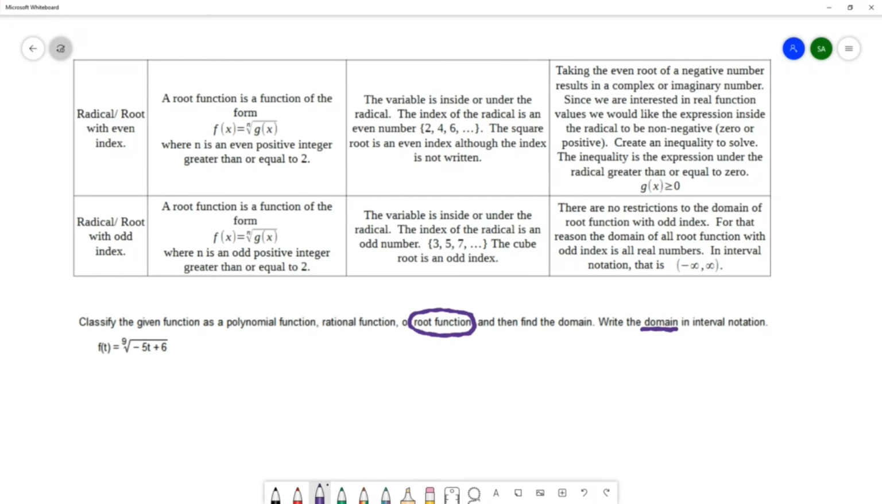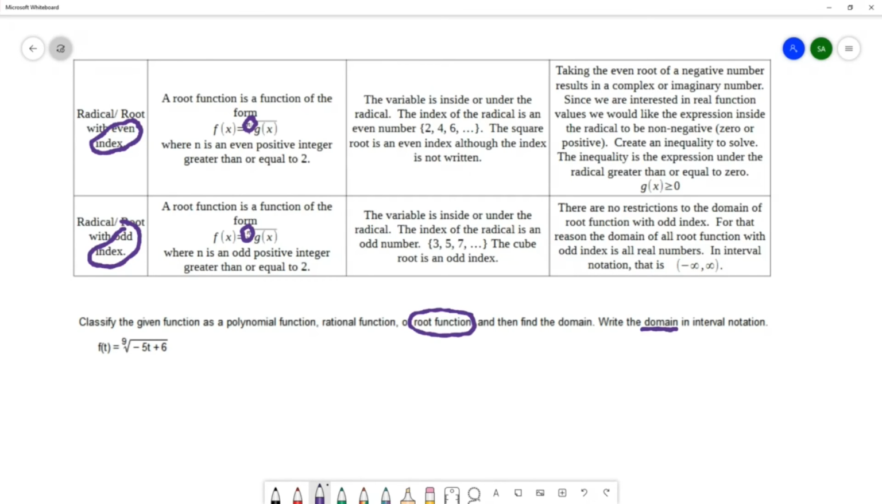Now, when we find the domain of a root function, we have to consider the index, because we find the domain of an even indexed root differently than we find the domain of an odd indexed root. So we want to pay attention to whether we have an even index or an odd index. Now the index is this little number here, which tells us what type of root we're doing.